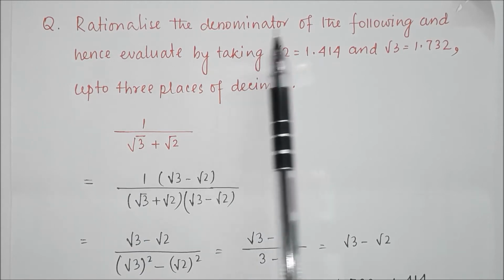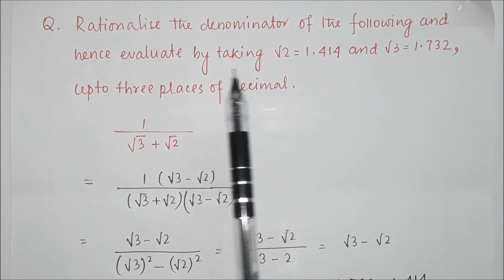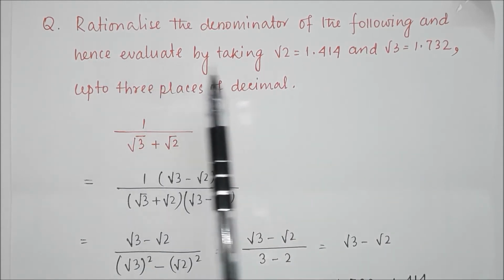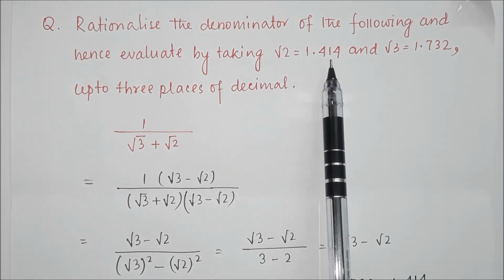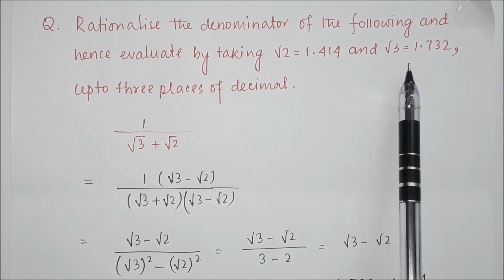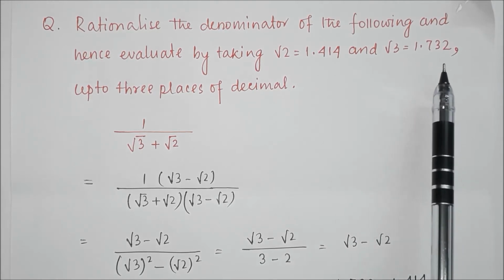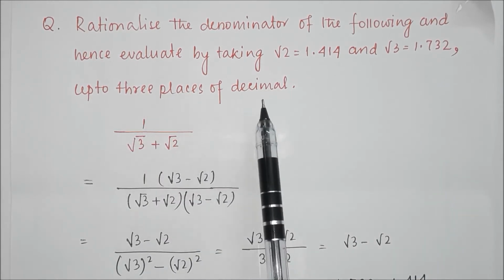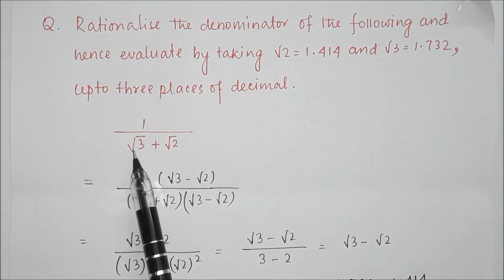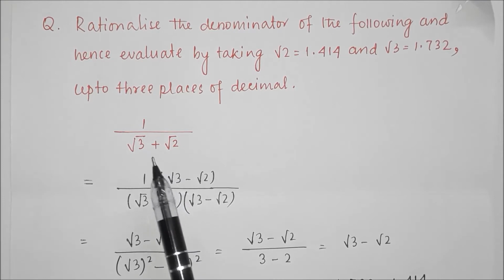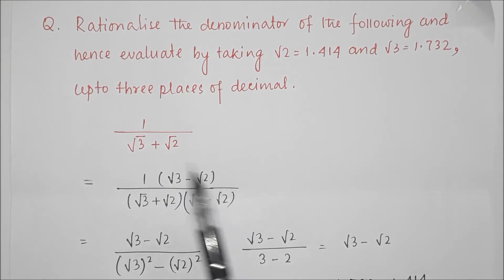Rationalize the denominator of the following and hence evaluate by taking root 2 equals to 1.414 and root 3 equals to 1.732 up to 3 places of decimal. The question is given as 1 upon root 3 plus root 2. So as usual, first we need to rationalize the term.